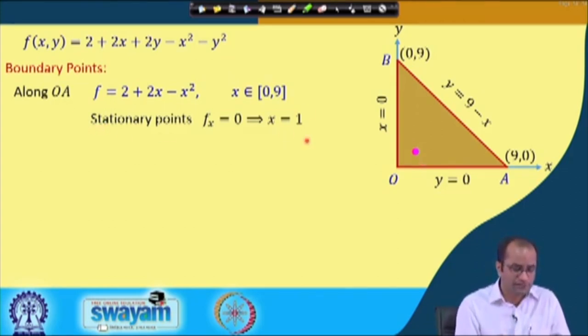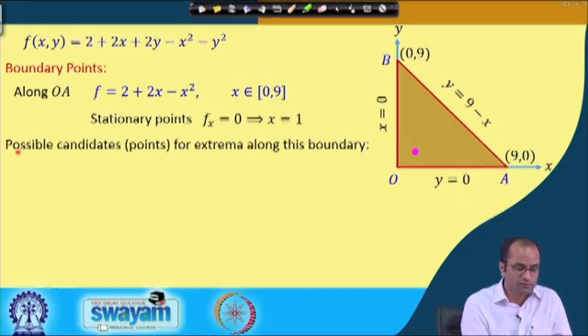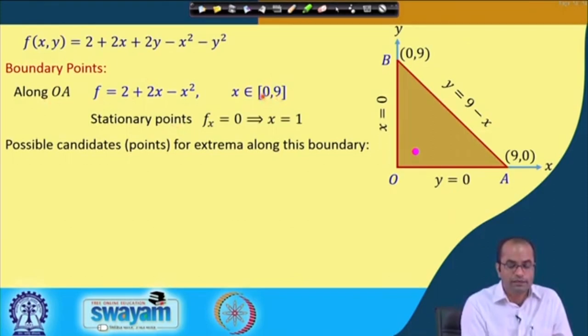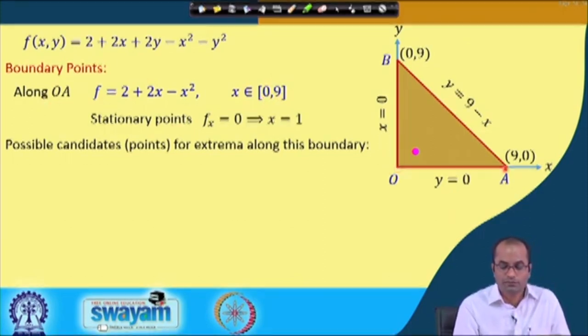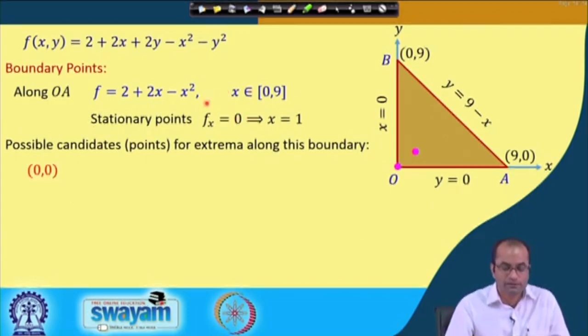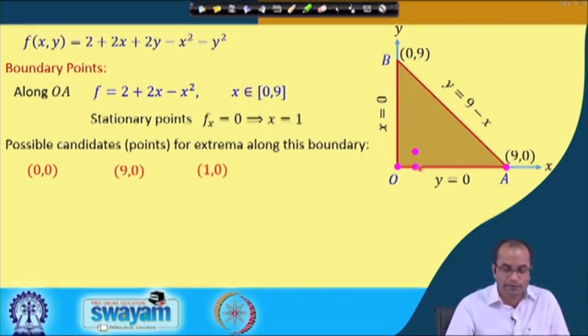So, here this is a stationary point in this one dimensional problem. So, the possible candidates for this extrema, because again for this problem now we have the boundary points 0 and 9. So, we have to also consider the 0 0 point and 9 0 point, and one at x is equal to 1, which is a stationary point for this problem. So, we have 3 points. We have the 0 0 point, which is the boundary of this one dimensional problem, and here we have the 9 0 point and we have the 1 0 point. So, these are the 3 points.